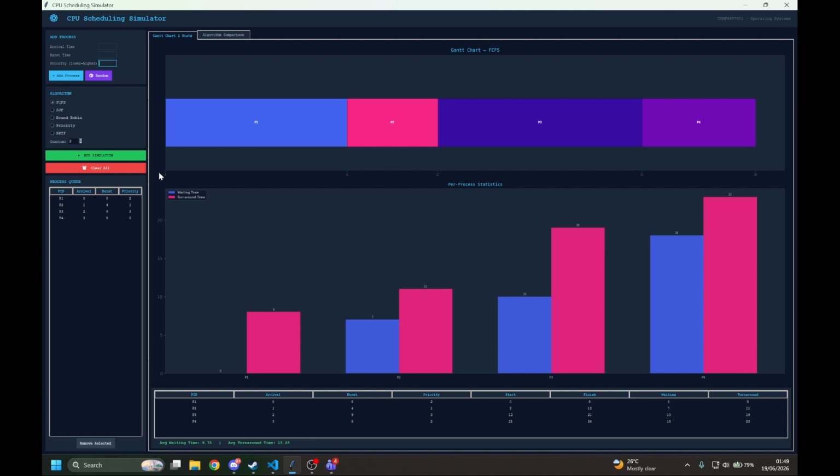The statistics tab shows a bar chart comparing waiting and turnaround time per process, making it easy to spot which processes are suffering the most under a given algorithm.